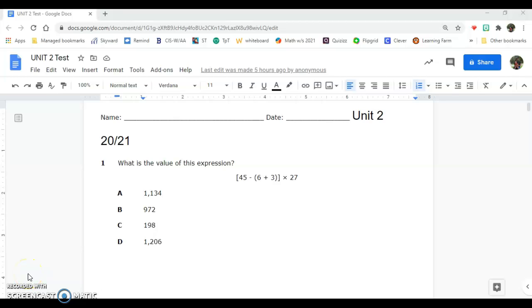Unit 2 test. Number 1. What is the value of the expression?